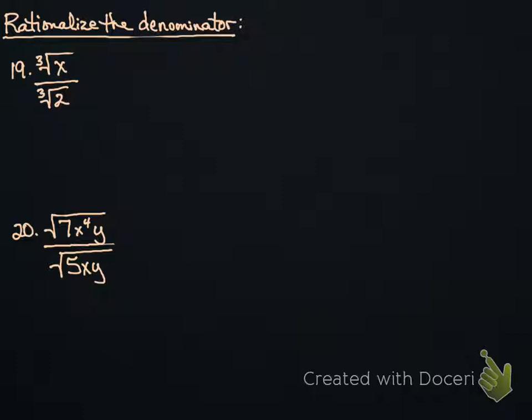So on number 19, I have an index number in my denominator of 3. That means that 2 has to get to the 3rd power. So what am I going to multiply the cube root of 2 by to get the cube root of 2 cubed? Well, I have 2 to the 1st, and I need to get to 2 cubed. To get to that, I have to multiply by the cube root of 2 squared.